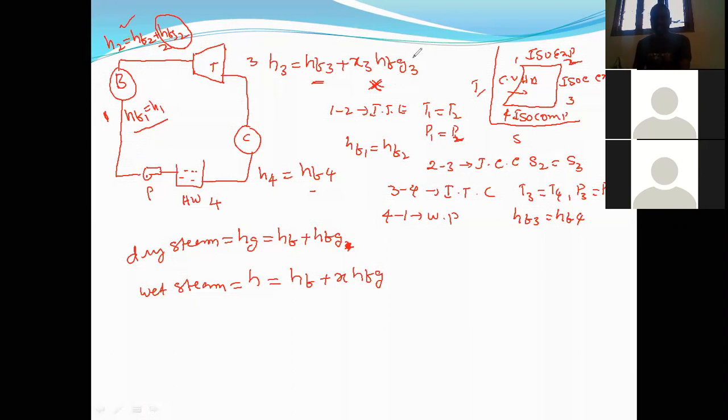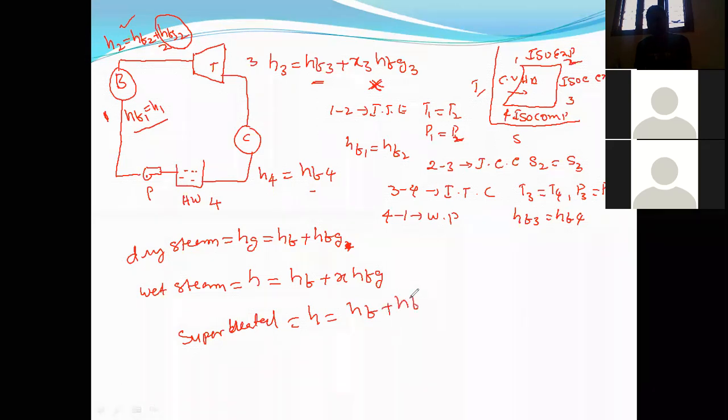So in the condenser we are removing this particular point. Sir, what is the condition of superheated steam? For superheated steam you have to change the formula again. For example, if it is superheated steam, again you have to change the formula. H is equal to HF plus HFG plus H superheat.